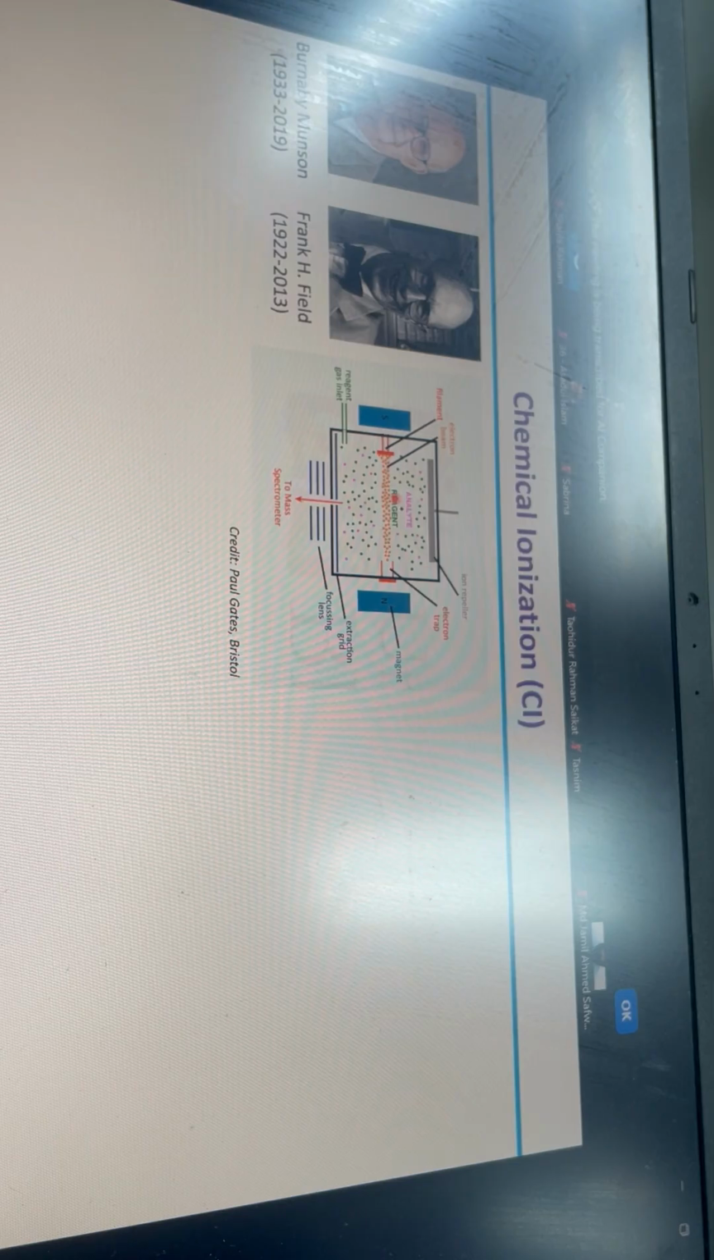So they still have the electron beam, but they actually introduce some reagent gas inside the ionization zone. Then the electron interacts with the reagent gas, the reagent gas is first ionized, and then it ionizes your analytes. That's called chemical ionization.